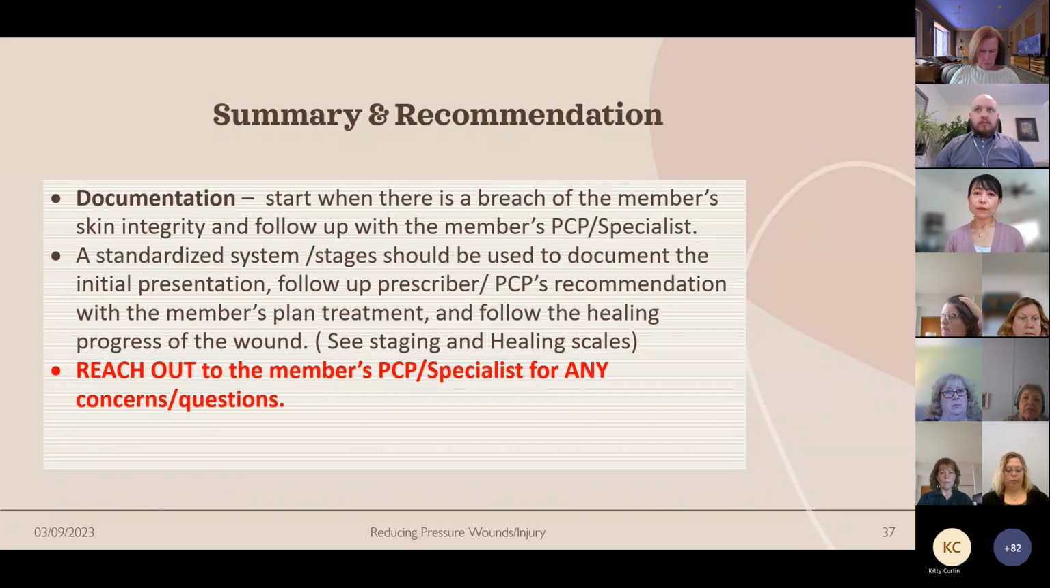Documentation starts when there is a breach of a member's skin integrity, and follow up with the member's PCP or specialist. A standardized staging system should be used to document the initial presentation. Just to clarify again, it is not our responsibility to make formal comments or diagnose, but we use common sense. If we see and we know this is a stage one, we can share our thoughts with the primary care doctor. This is our thought. It could be wrong, but it looks like it.